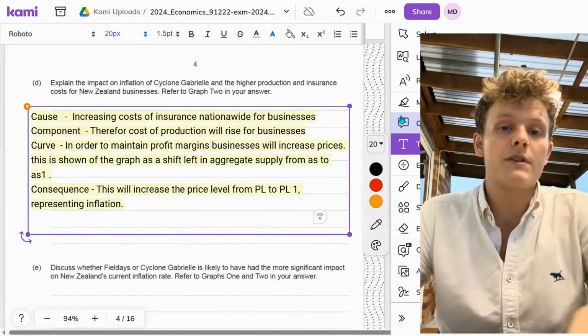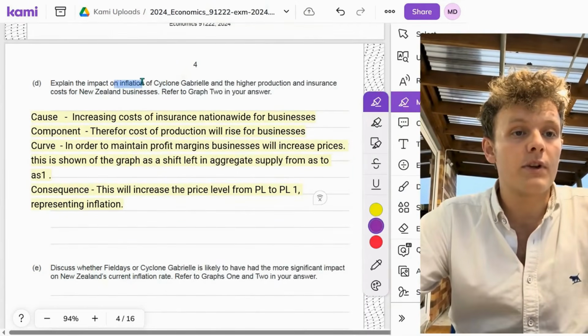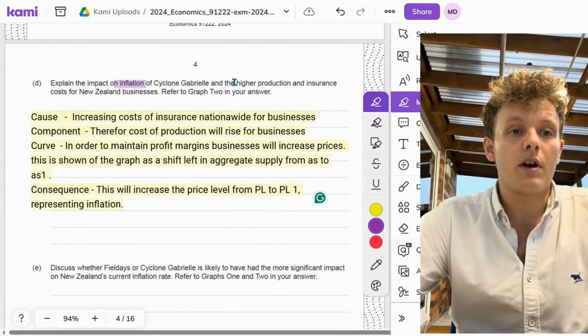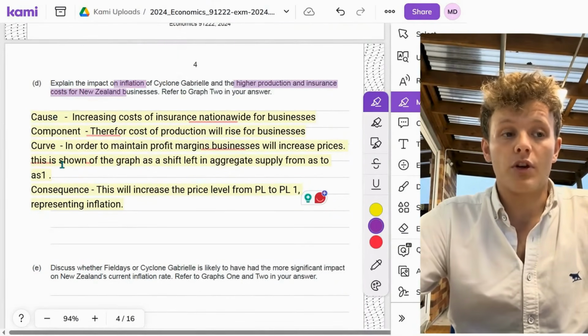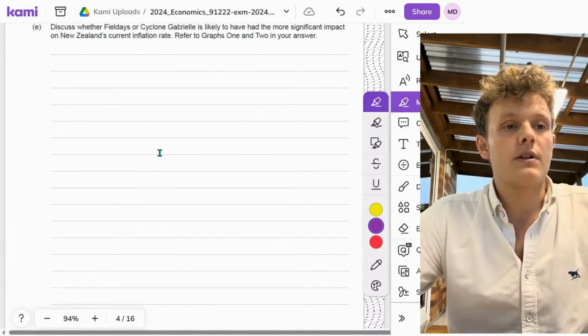Again, just a little reference to inflation there, as the question asks to talk about inflation, and it's talking about the higher production and insurance costs for New Zealand businesses. So cause, component, curve, consequence on inflation. And then D, this is where our excellence section comes in.